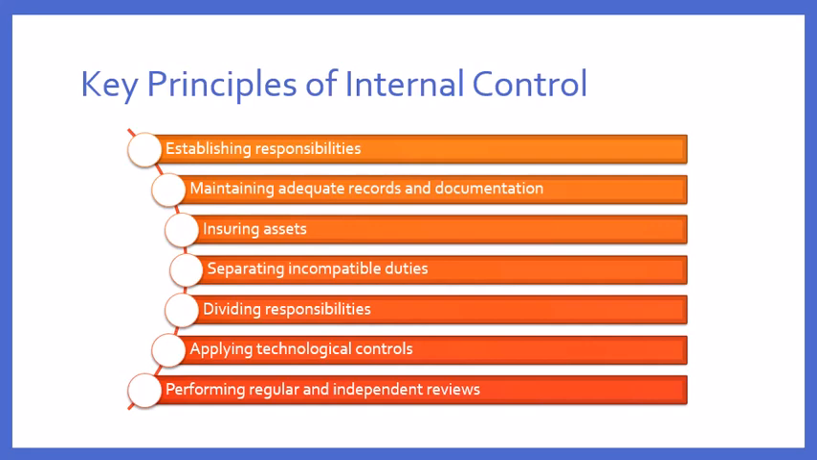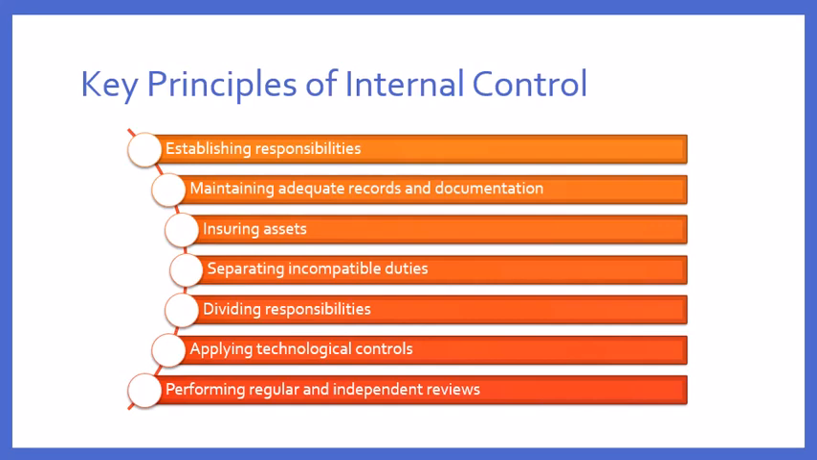We often call it an audit trail, but essentially we should be able to follow along with the records and documentation to determine exactly what happened, why it happened, and how it was reported in the financial records. Insuring assets. This can occur literally in the form of insurance policies, but it can also occur in a number of other methods designed to protect organizational assets.